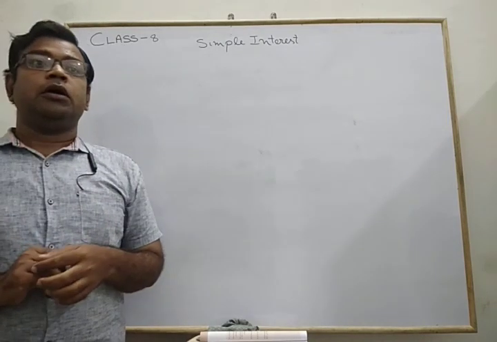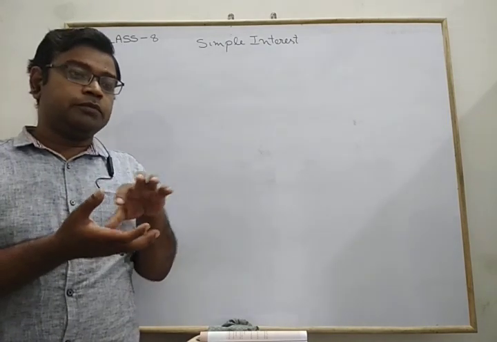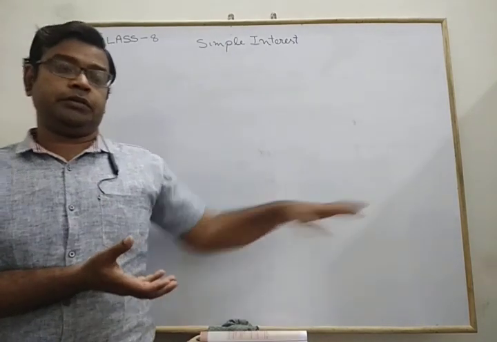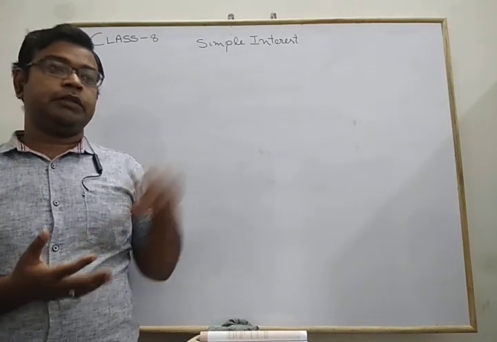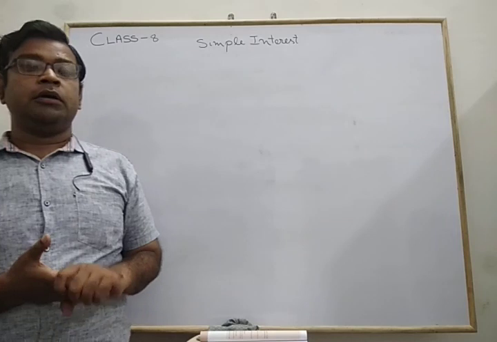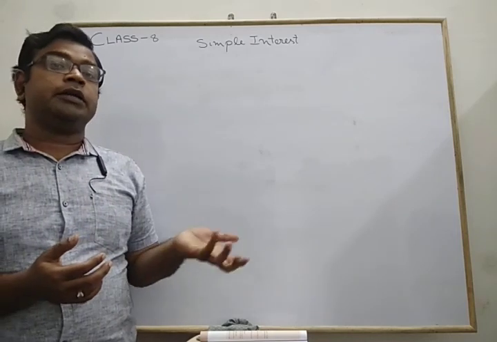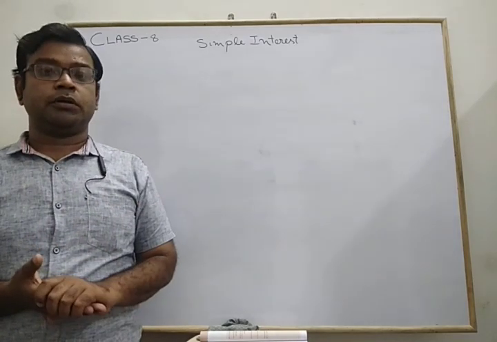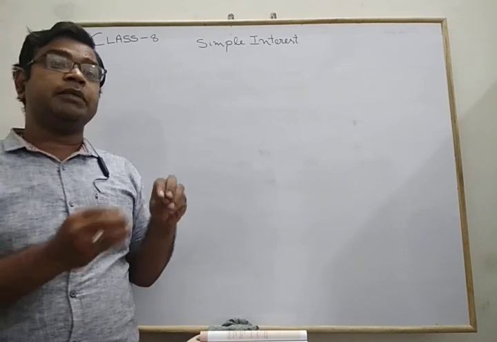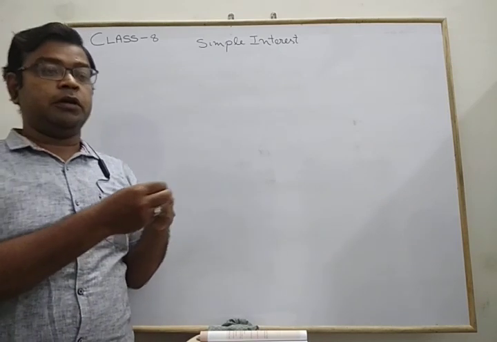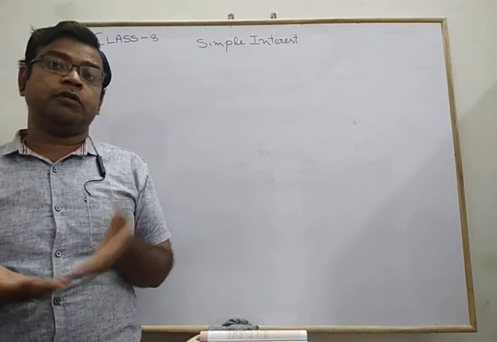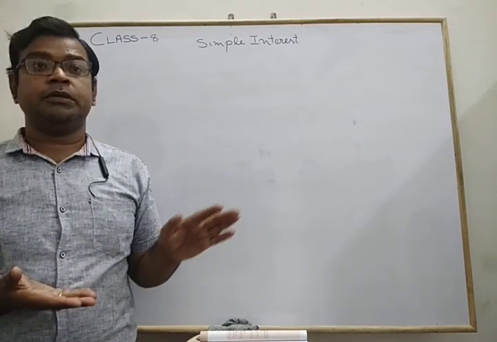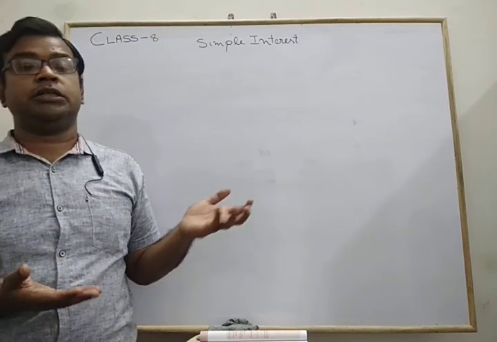Suppose you give some amount of money to your friend for some time. After that period of time, your friend returns that money to you with some extra amount. Why? Because he asks for the money for a purpose. You give the money, but you need some charges.